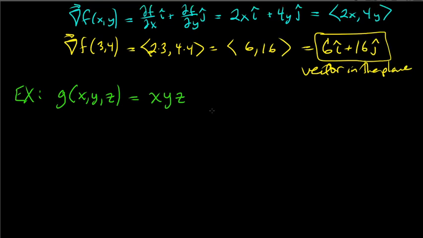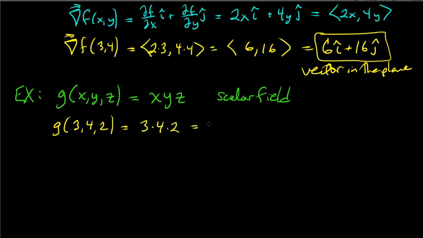This is essentially a scalar field. Every point in space has a different value. So for example, if I pick the point in space 3, 4, 2, what's the temperature there? What's the value? It's going to be 24, 24 whatever degrees. So that's the value at that point in space.